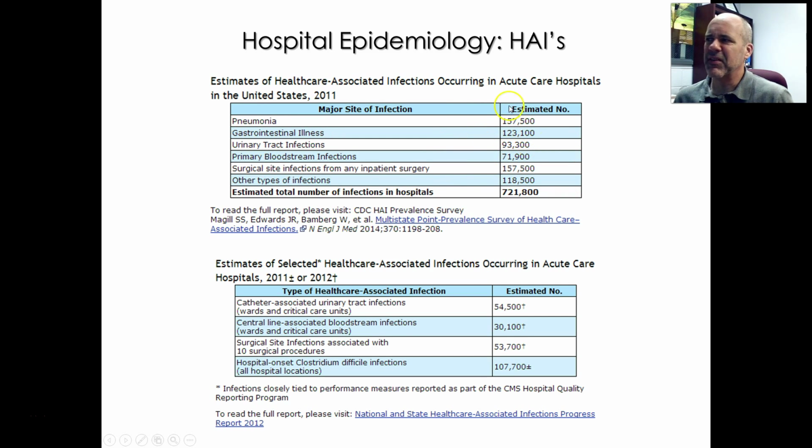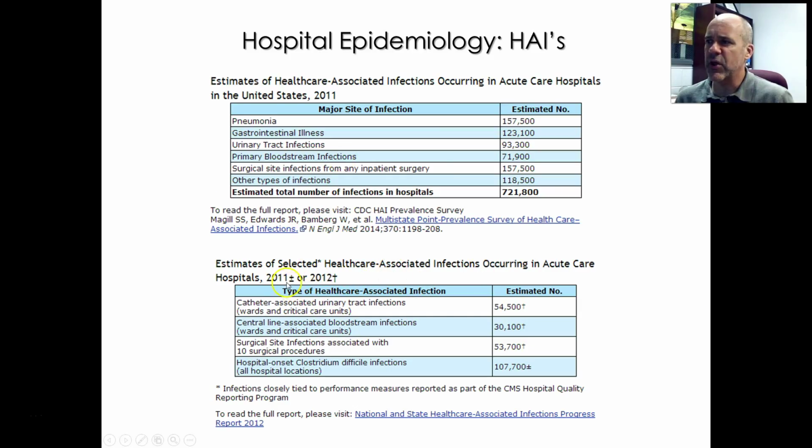And some of these numbers are going to be a little bit different from the pie chart in your textbook, because there's likely some fluctuations from year to year. But look at the total there, 721,800. That's a lot of people getting infections that they probably did not need to get. They didn't have that when they arrived in the hospital.